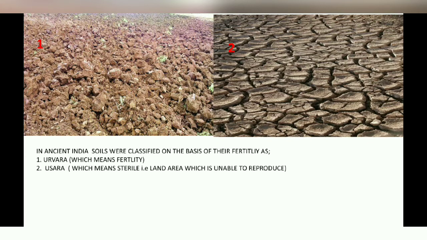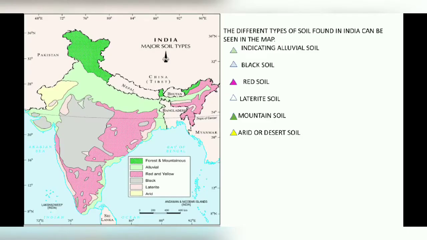Number two, that is called Usara. When we say Usara, it means a land area which is infertile and where plants are not even grown. So in ancient India, land was divided into two main broad categories: Urvara and Usara. Urvara means a fertile area and Usara means an unfertile land or soil.